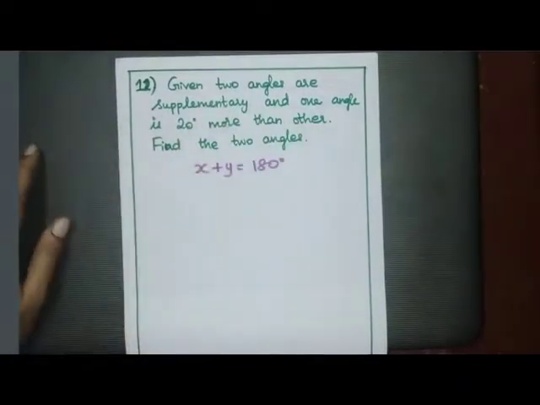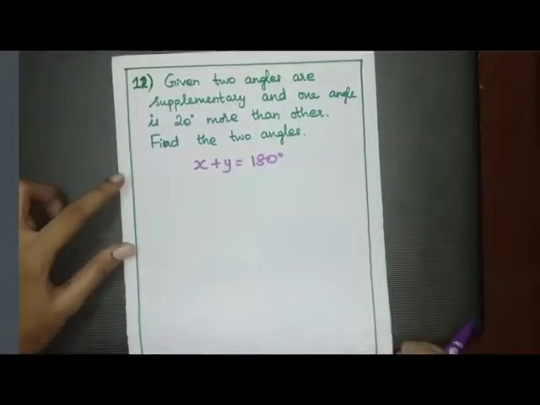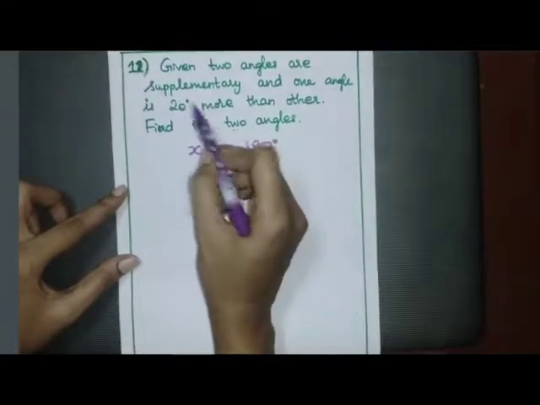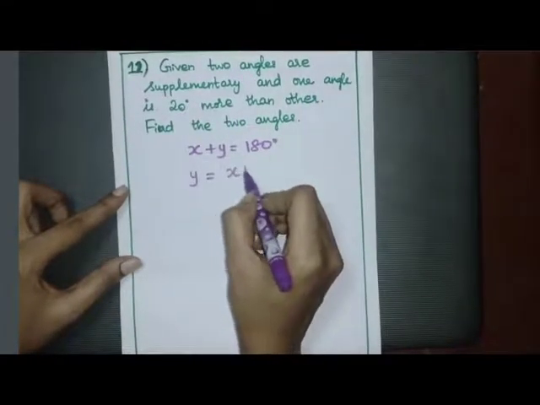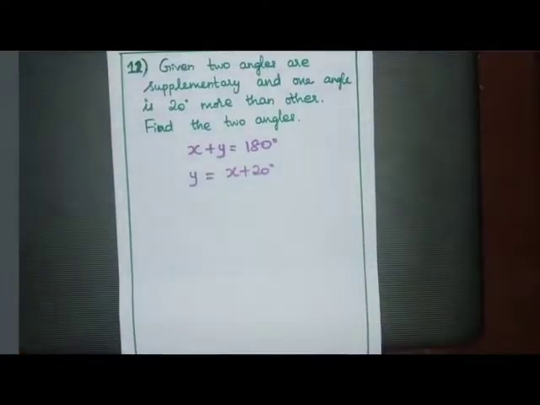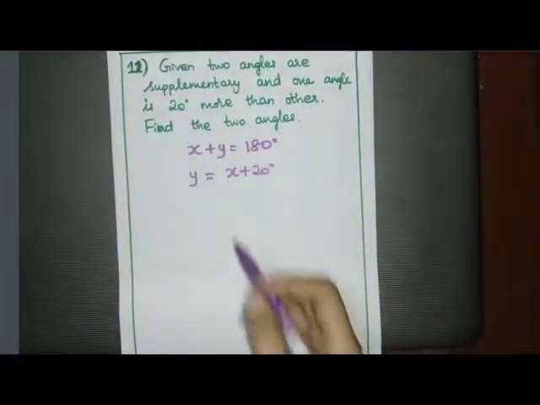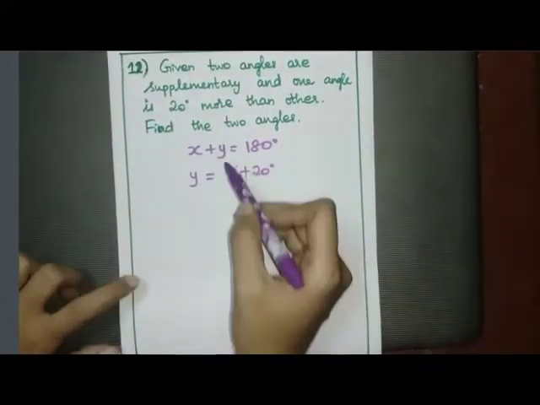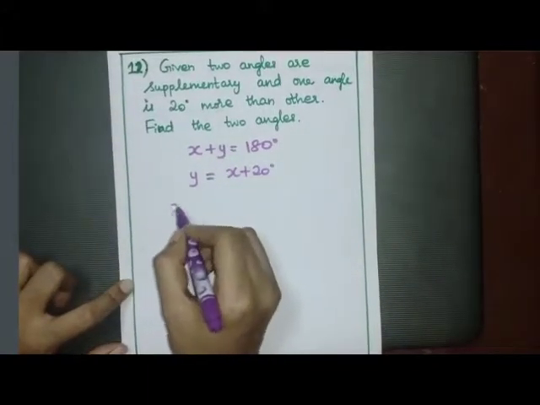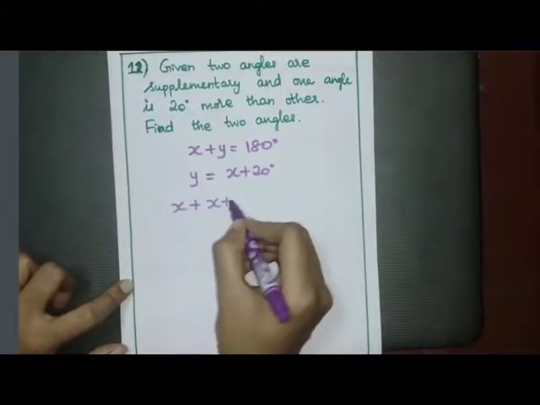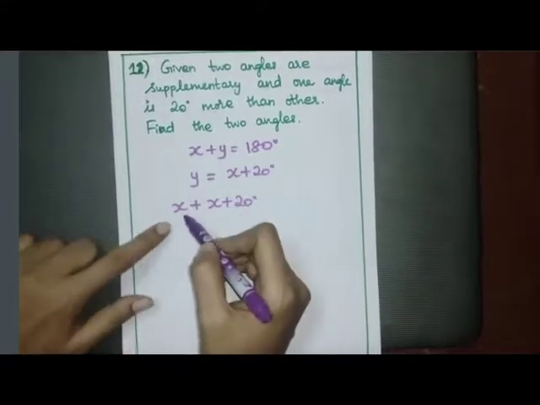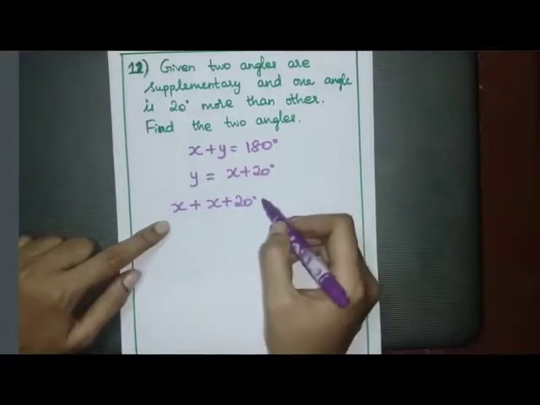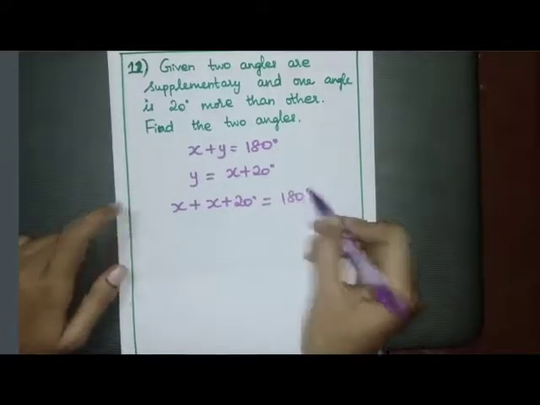One angle is 20 more than the other. So I am taking that one angle as y. This will be 20 more than the other, so x plus 20. So I am taking y is equal to x plus 20. Instead of this y, I am going to substitute x plus 20. So x plus, for this y, I am substituting x plus 20 degrees, will be equal to 180 degrees.